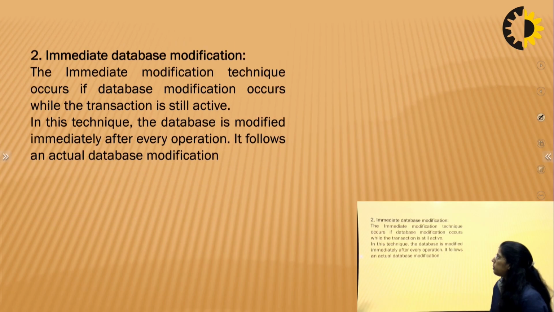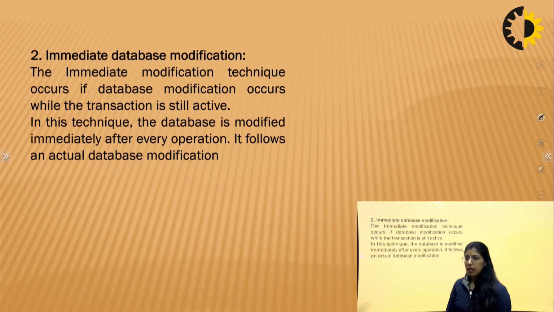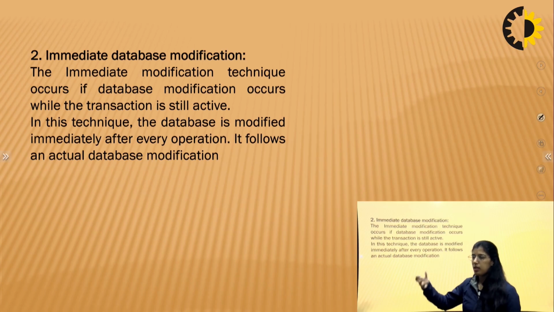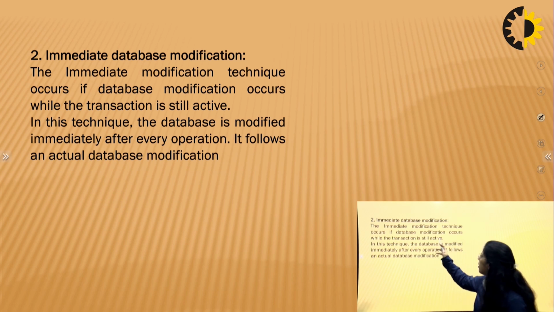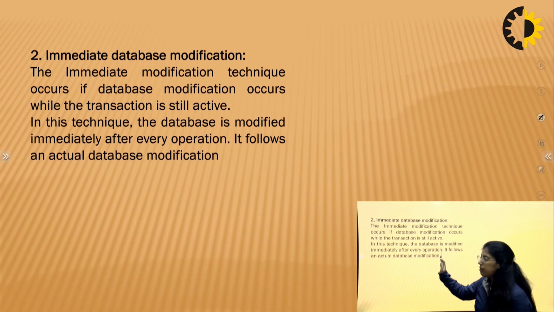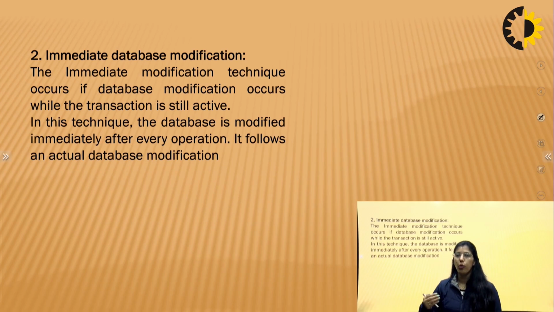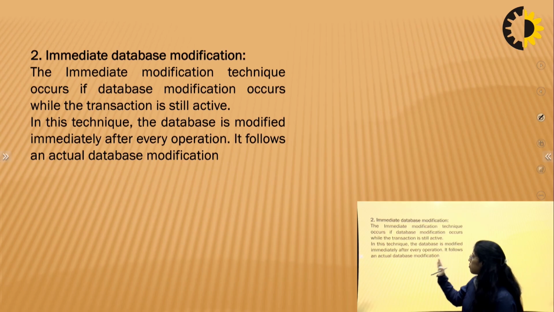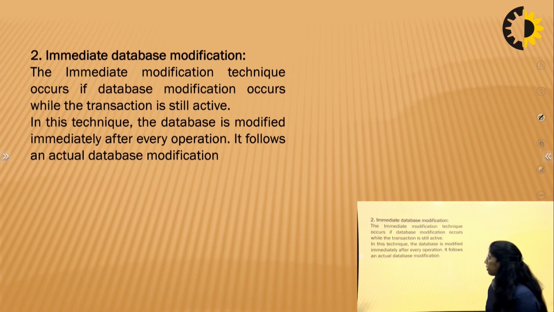Second one is immediate database modification. As the name itself suggests, this is an immediate operation done on the database. It occurs if database modification occurs when the transaction is still active. It means as the transaction moves forward, the updations or modifications are done in parallel in the database. In this technique, the database is modified immediately after every operation. It follows an actual database modification.